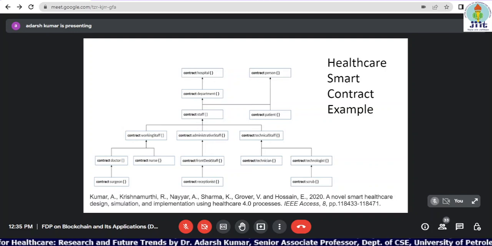So this is a possible scenario where there are different entities involved, and we can write the smart contracts. You have already written smart contracts in Solidity, and you know that we can write multiple functions, multiple smart contracts. We can inherit the properties from one contract to another. So this is one possible scenario. The implementation is available in the article, so you can go through it.